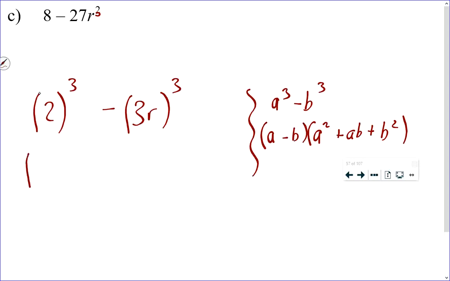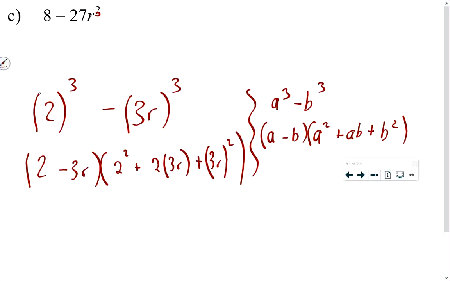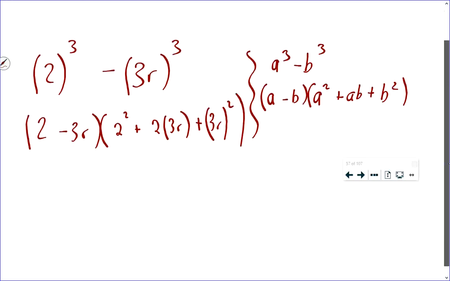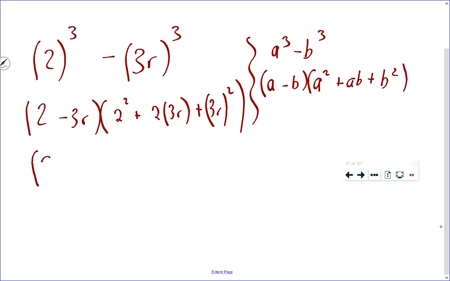So this is going to become 2 minus 3R, and then 2 squared plus 2 times 3R plus 3R squared. And that 3R that's being squared inside of the brackets needs to be in its own set of brackets. So we have 2 minus 3R, and we clean this up. We get 4 plus 6R plus 9R squared.